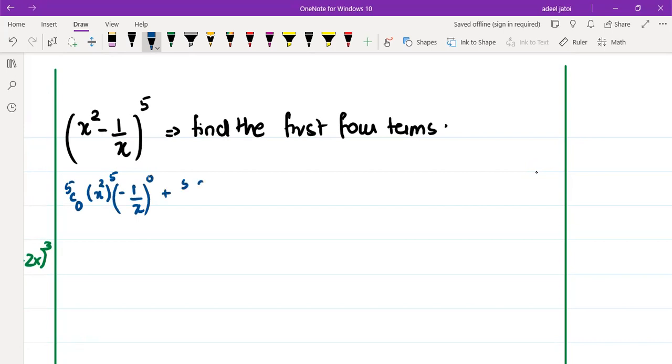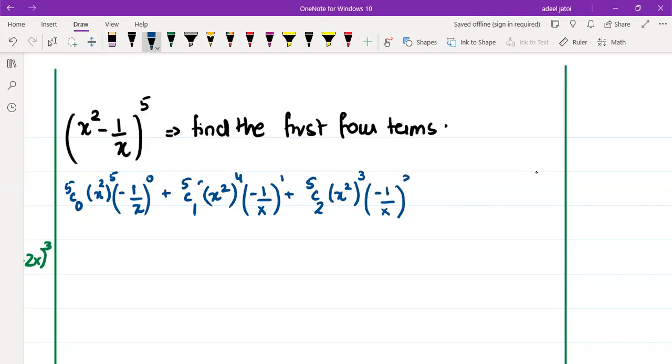Then we will have 5C1 (x²)^4 (−1/x)^1. Then we will have 5C2 (x²)^3 (−1/x)². This should be 5C3 (x²)^(5−3), which becomes (x²)², and this is (−1/x)^3. So first, second, third, and fourth.